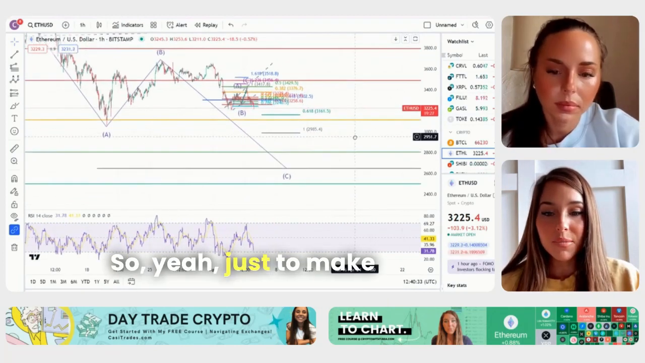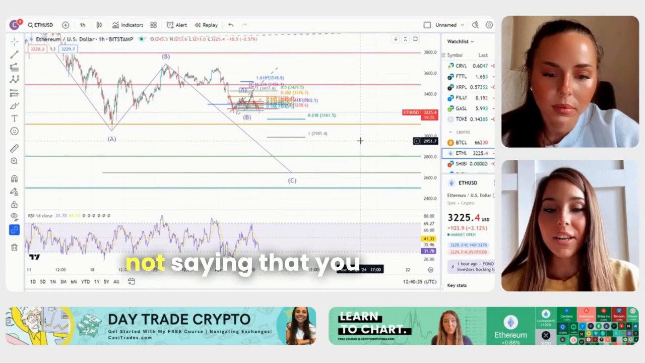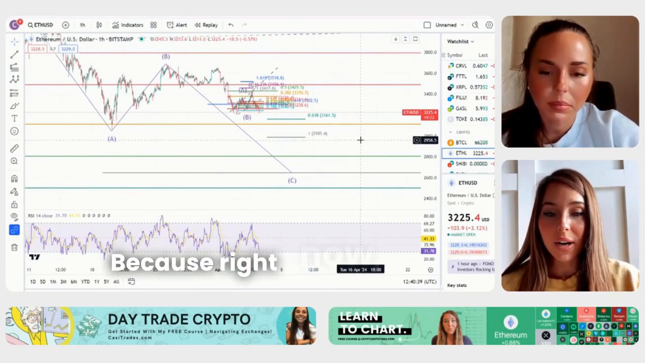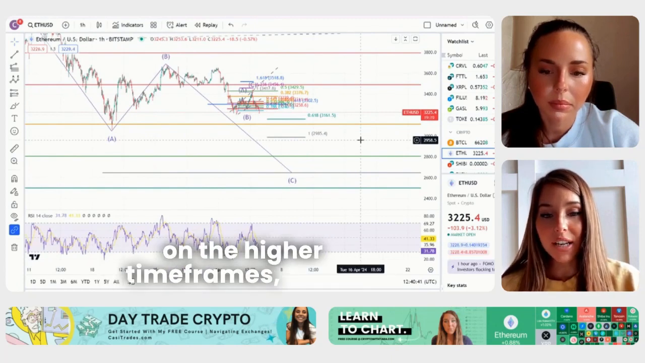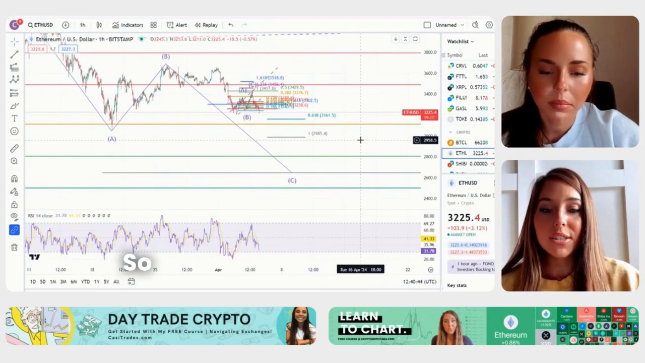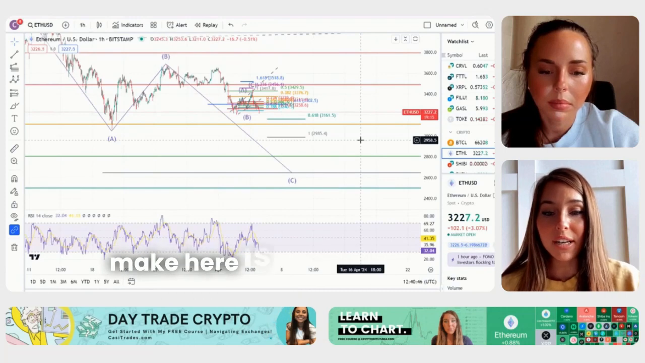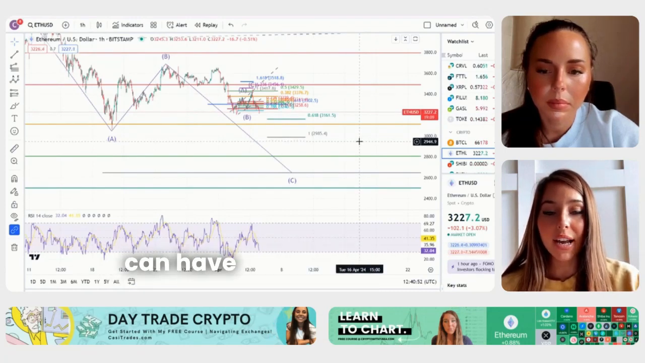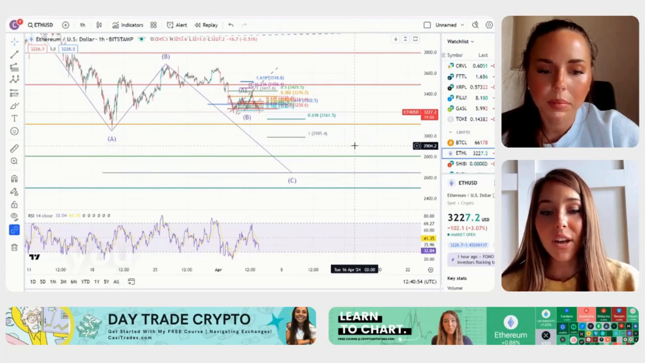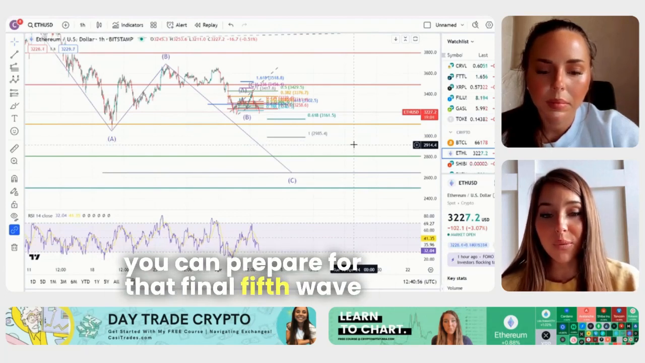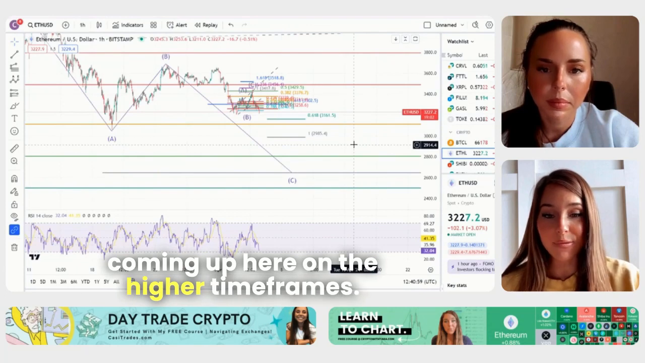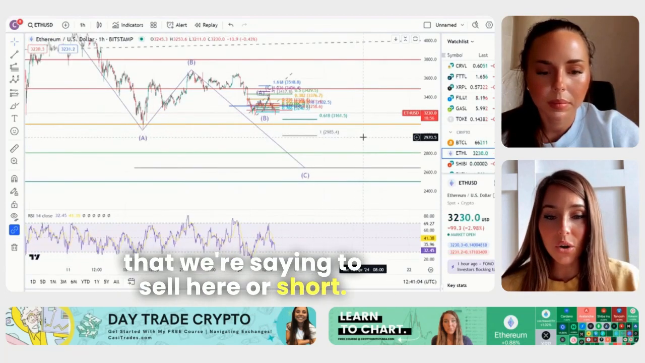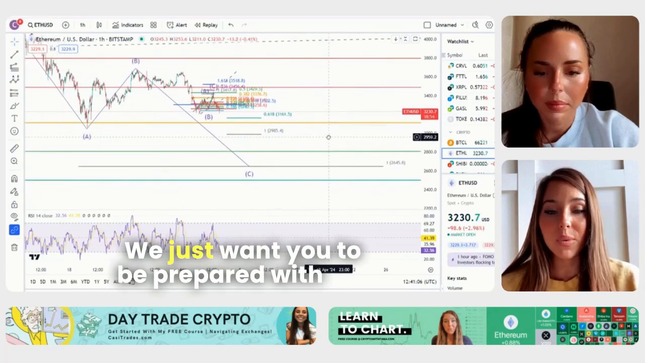So just to make clear, we're not saying that you guys should be either selling here or definitely shorting. Because right now, as I just showed you on the higher time frames, this is wave 4. So any retracement that we do make here is a buying opportunity. We're tracking this retracement so that you guys can have these buy levels ready so that you can prepare for that final 5th wave coming up on the higher time frames. So again, we don't want you to think that we're saying to sell here or short. We just want you to be prepared with the buys.